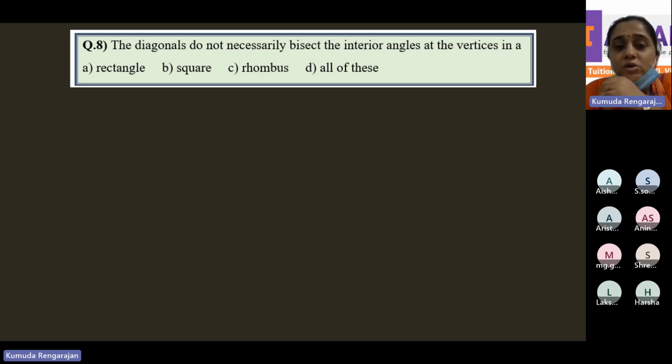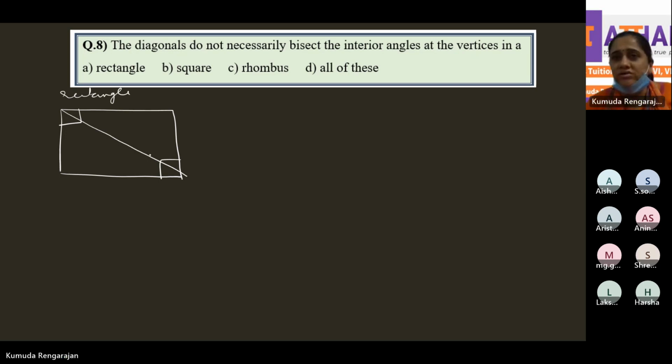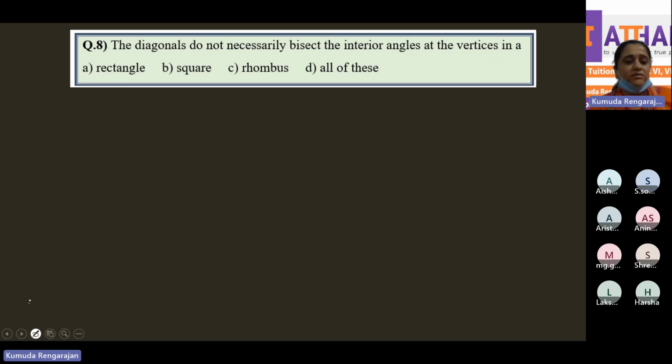The diagonals do not necessarily bisect the interior angles at the vertices, you know. So when you take a rectangle, this diagonal. Now this angle is 90, this is 90 because it's a rectangle. In a rectangle, every corner is a right angle. Now the diagonal does not bisect. It doesn't make it 45, 45. It doesn't bisect in a rectangle.